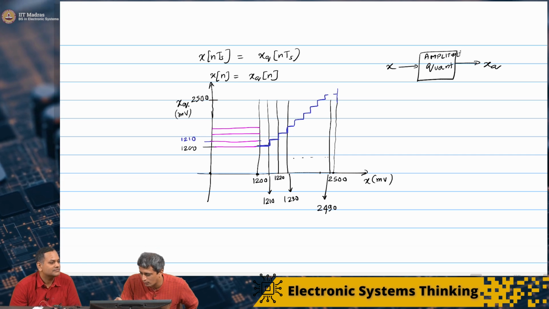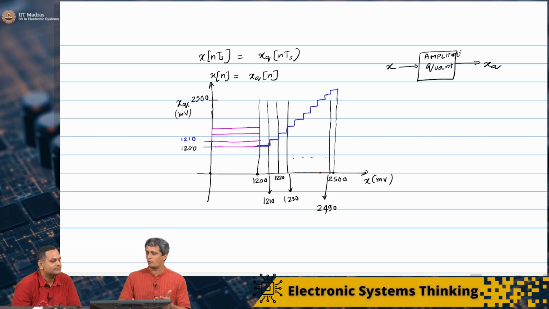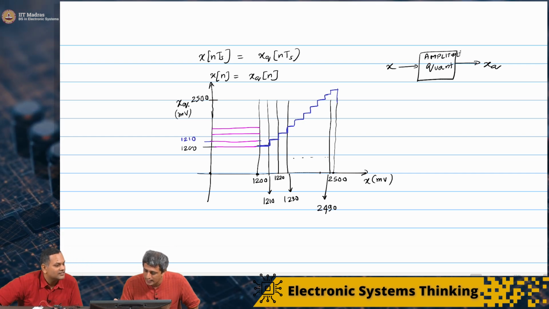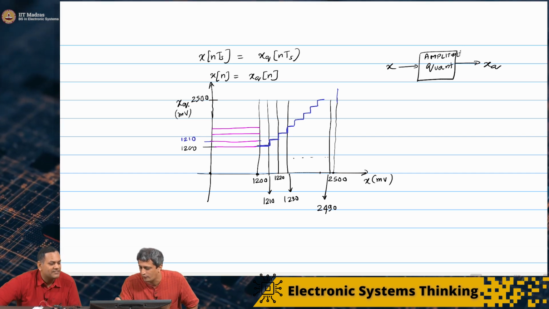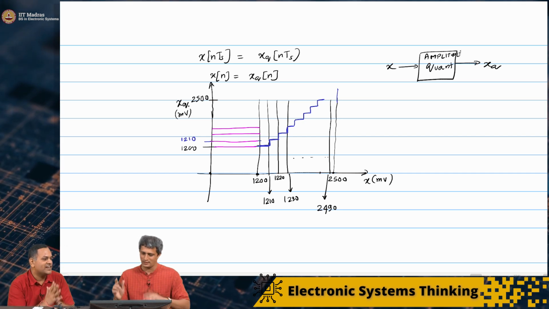Maybe I will draw that carefully. So this is what we call a staircase. The final one will end at 2500, I guess. Sorry, you are right. It will end at 2500. So I think the slope has to be adjusted. That's okay. I think the idea is understood.